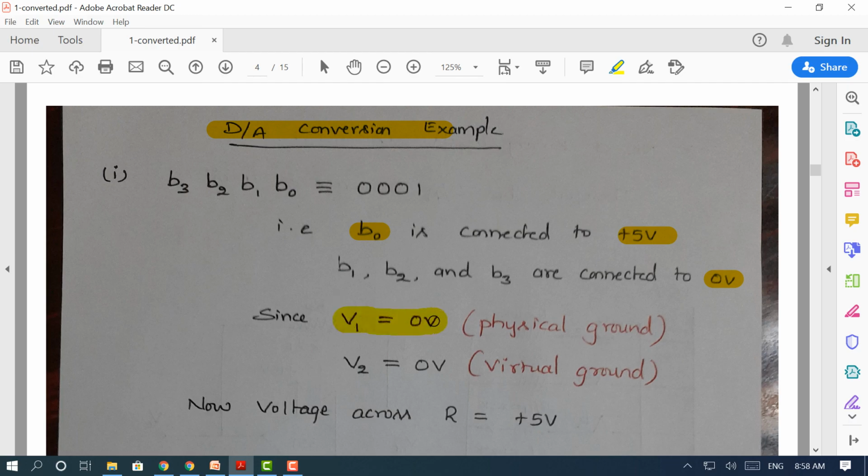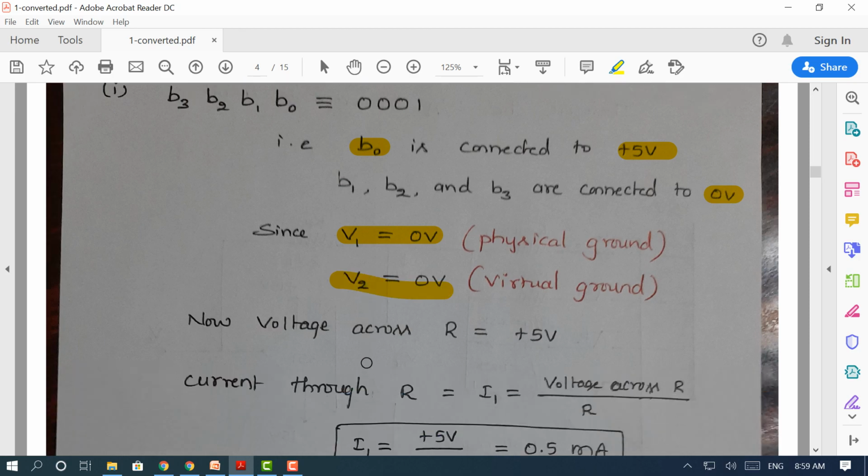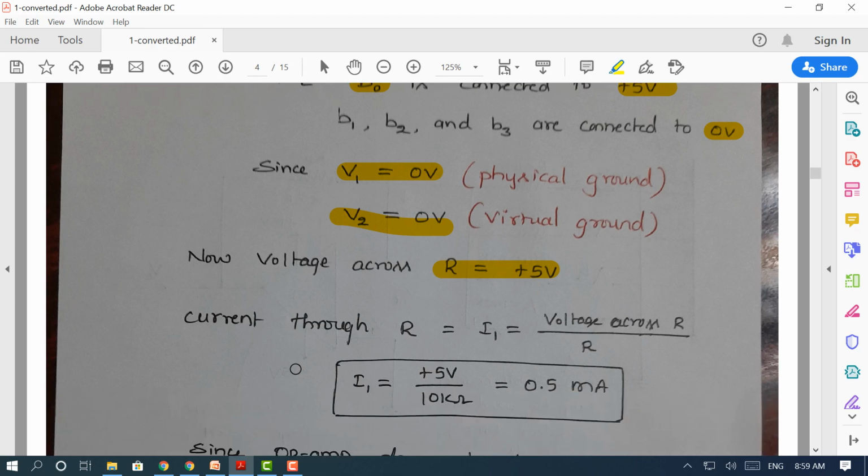V1 is physically grounded, so V2 will be at virtual ground. Now the voltage across R is plus 5 volts, that is, the first branch has 5 volts across it. Therefore the current through the first branch resistor is given by the voltage across the resistor divided by the resistor value.